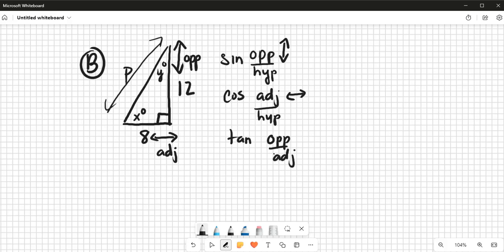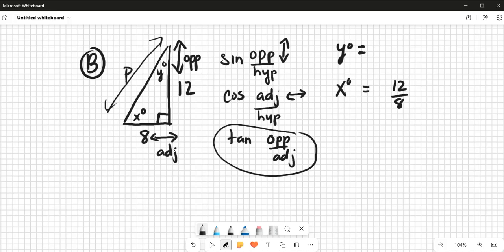Okay, so we need to find y, but we can't do that until we find x. To find x, we need to use our tangent ratio because we have the opposite side and the adjacent side given. So if we just divide 12 by 8, that will tell us what the tangent of x is. Okay, so 12 divided by 8 is 1.5.